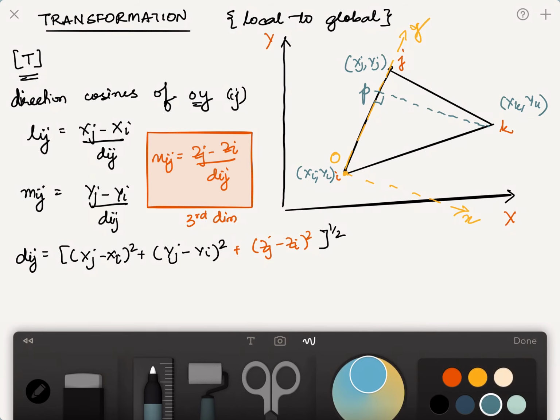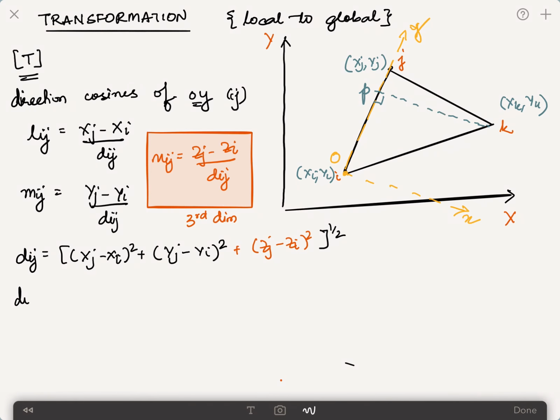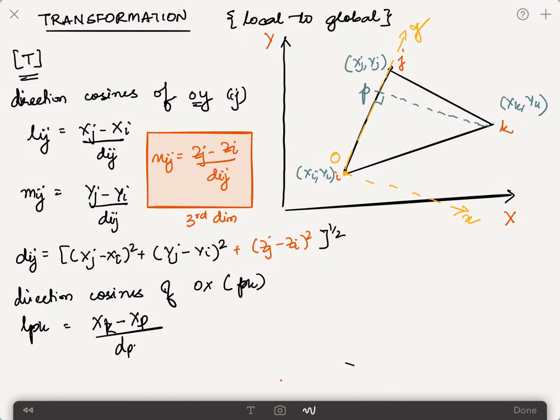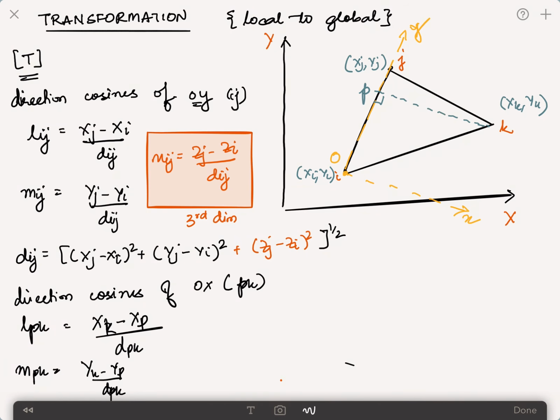So in the same way, if we have PK, which is parallel to OX, then we can write the direction cosines of PK. If we want to say OX, we can write it as PK. So in the same way, we have LPK, which will be written as xk minus xp by dpk, because k comes afterwards, and mpk is equal to yk minus yp by dpk. And you just have to find out all these relations.